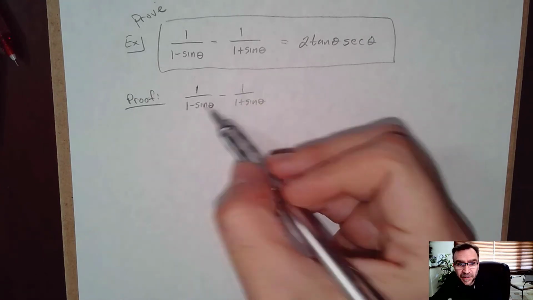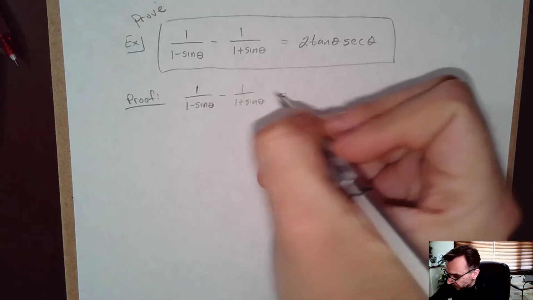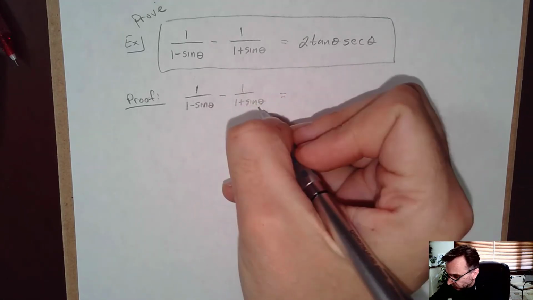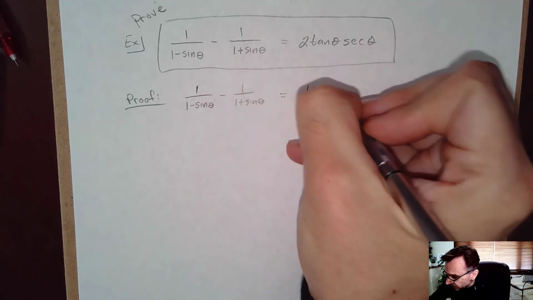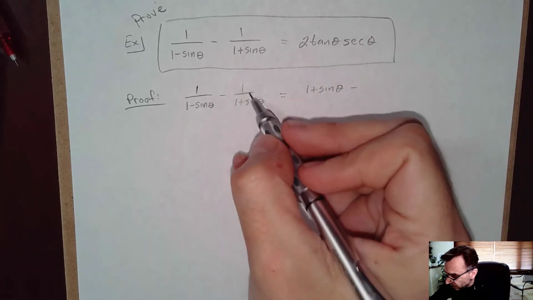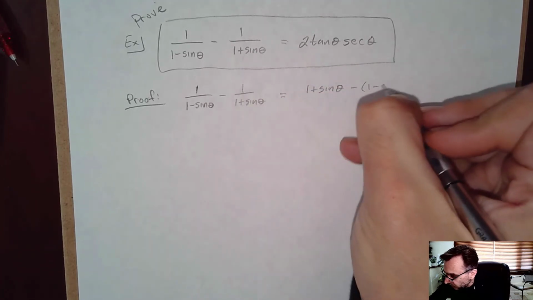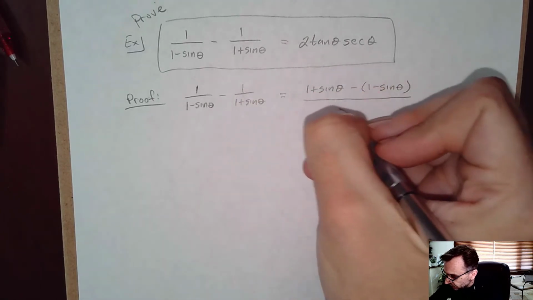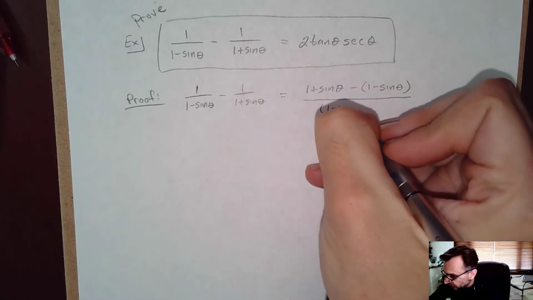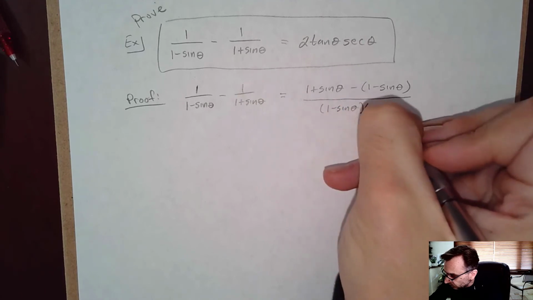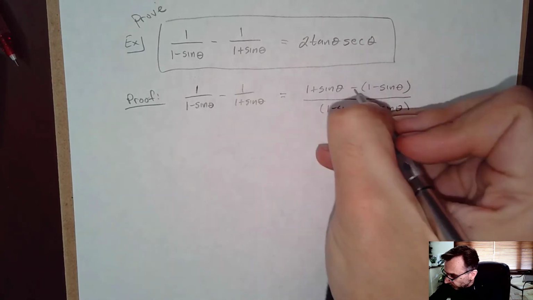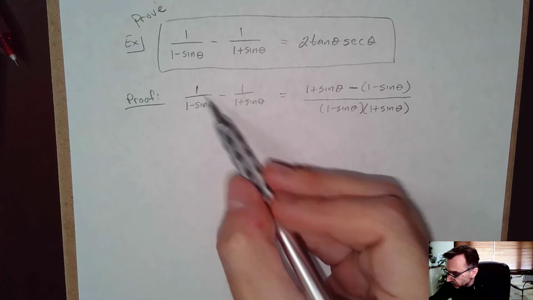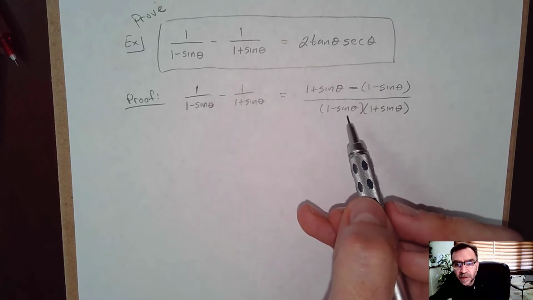So we have two fractions, so to get a common denominator, we need to multiply top and bottom of the first fraction by 1 plus sine theta, and then top and bottom of the second fraction by 1 minus sine theta. Okay, and then we can subtract those two fractions and put it all over the common denominator. All right. So I did a little common denominator going on there.